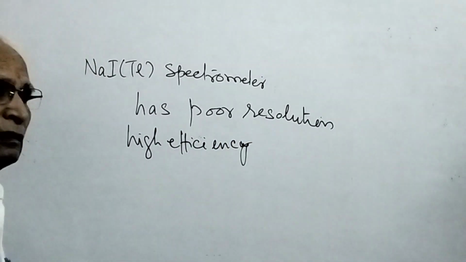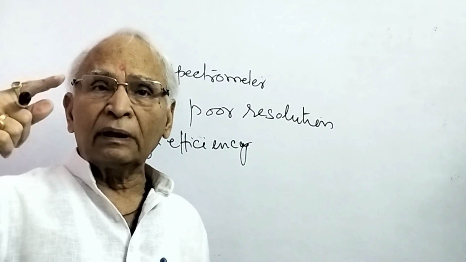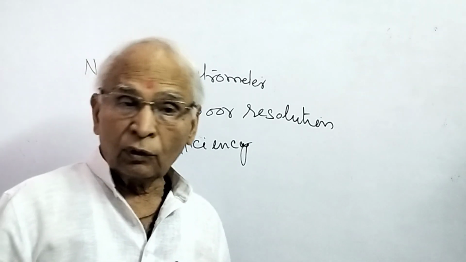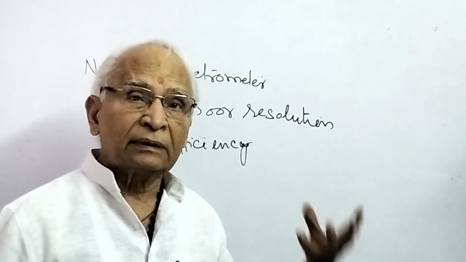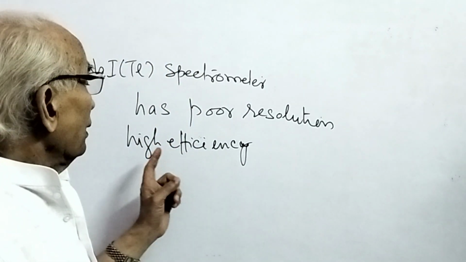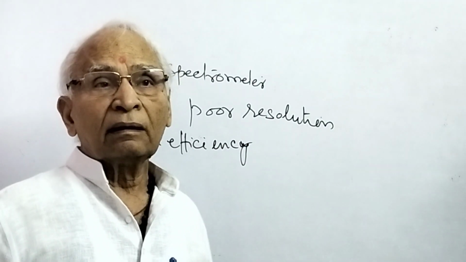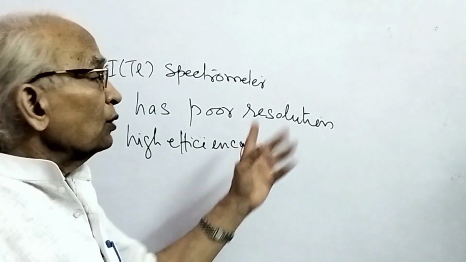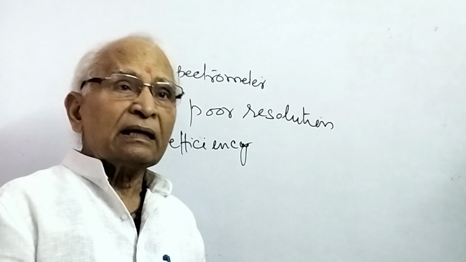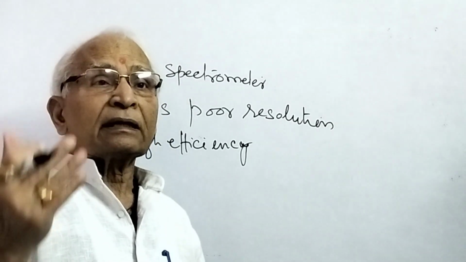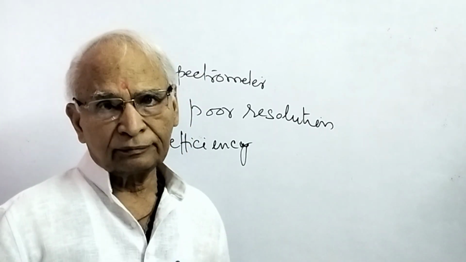High efficiency means, because the photoelectric effect, etc., depends upon the charge of the crystal. So this has got cesium iodide, sodium iodide, iodine has got 53 Z, etc. So high efficiency means gamma ray detection efficiency is high as compared to others, but resolution is poor. So we have to compromise efficiency and resolution. Other detectors may have good resolution, but their efficiency is low.